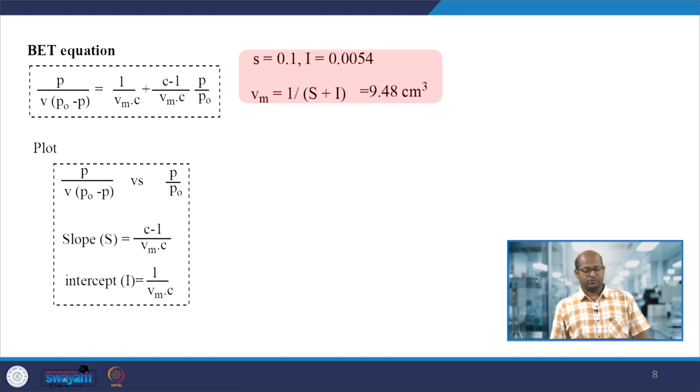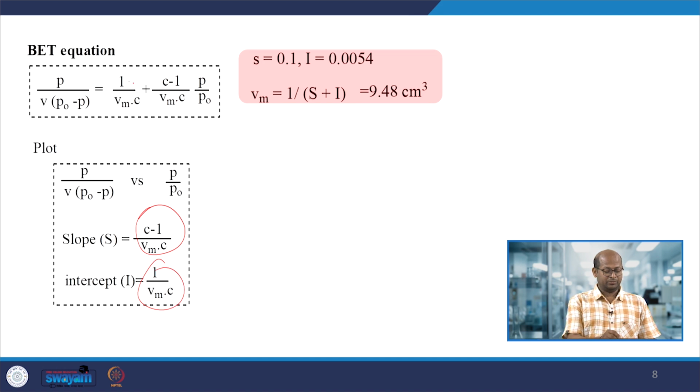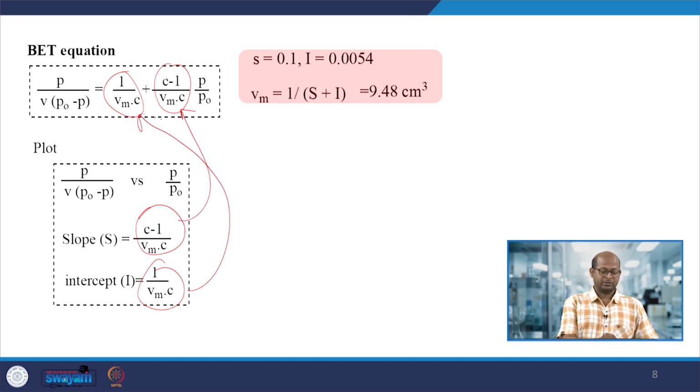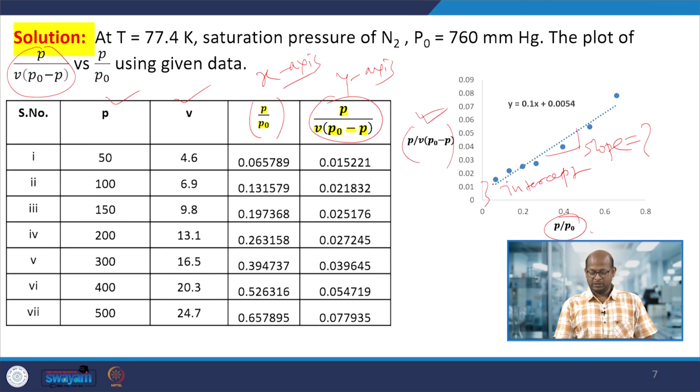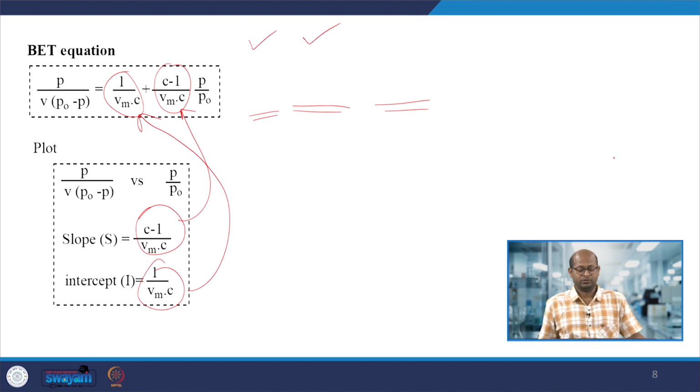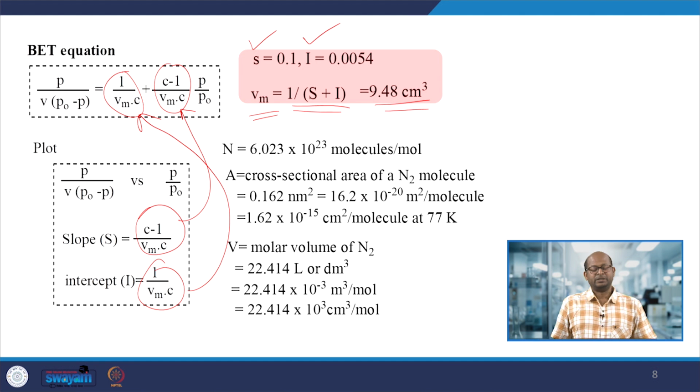So once we have the slope and intercept, this is the slope and this is the intercept from these equations. Okay. So these two components are present. This is the slope component and this is the intercept component. So 1 upon slope plus intercept equals Vm. So from this experimental data we get the slope and the intercept from here. Once we know the slope and intercept, we can get the molar volume, that is approximately this.